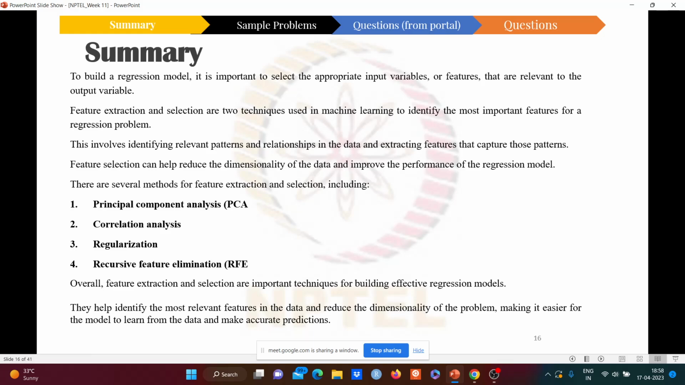Overall, feature selection and feature extraction are important techniques for building effective regression models. They help to identify the most relevant features in the data and reduce the dimensionality of the problem, making it easier for the model to learn from the data and make accurate predictions.